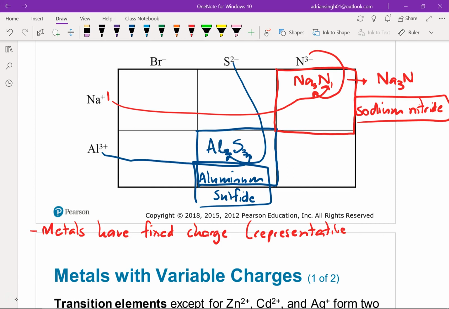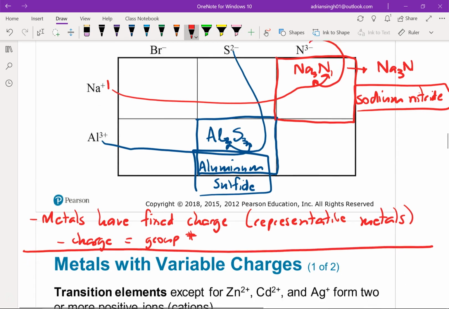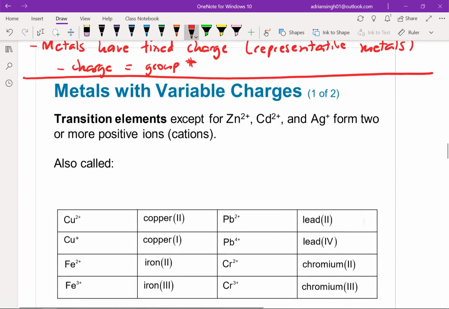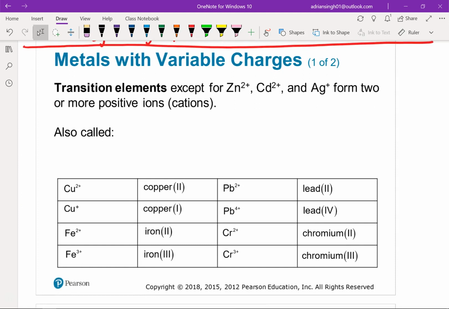And we were able to predict their charges based on their group number, right? The charge was equal to the group number. However, we're going to also run into a slight exception to that rule. We're going to encounter metals that can have variable charges.